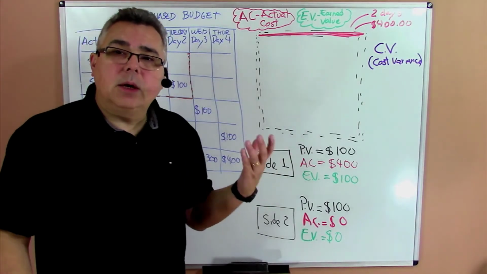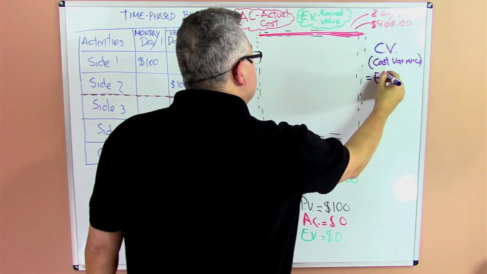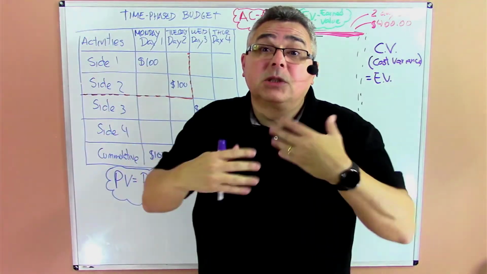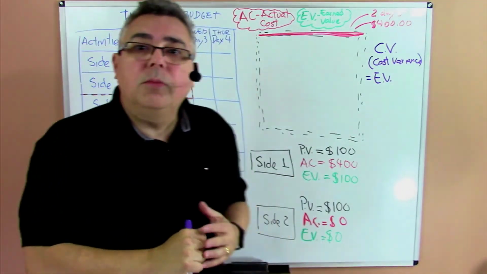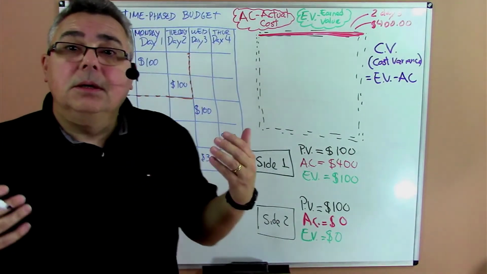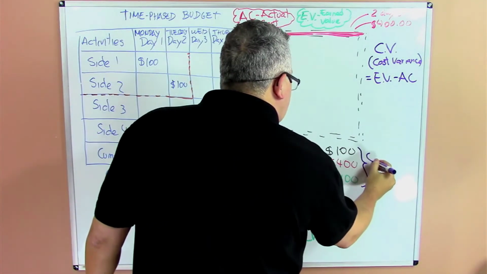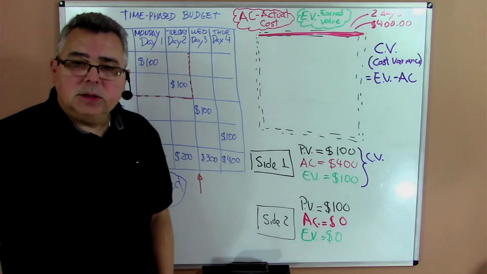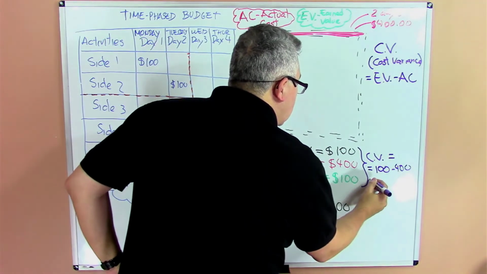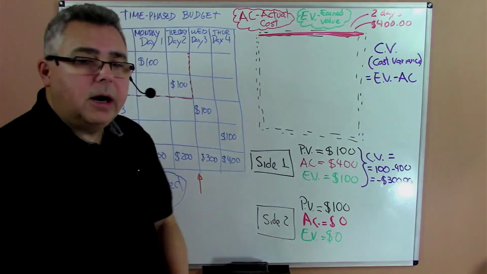How can we calculate the cost variance? The cost variance is the earned value, how much I earned in terms of the original budget, minus the actual cost. That is the cost variance. What is the cost variance for side 1 of the fence? It's earned value minus actual cost, which comes to minus $300. That's the cost variance for the first side.